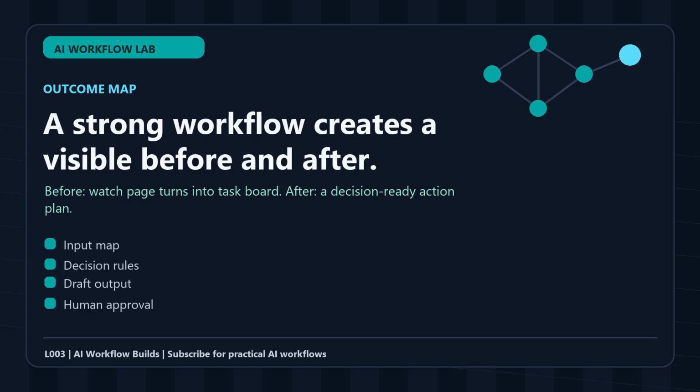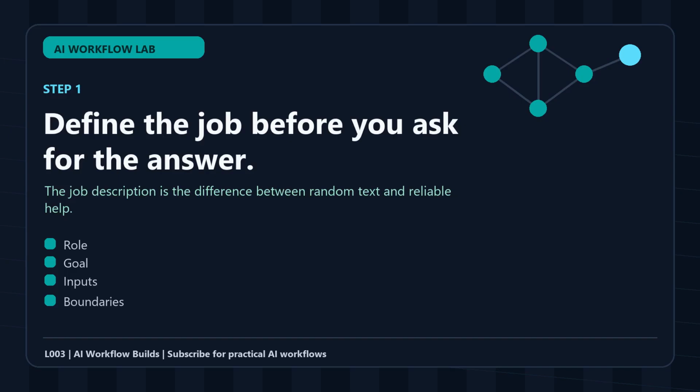Step 1 is the job description. Do not start with, "Help me with this." Start with the role, the goal, the available inputs, and the boundary. For this topic, the role is not general assistant. The role is workflow operator. The goal is, convert a video into notes, tasks, deadlines, and a follow-up checklist. The available inputs might include notes, links, transcripts, tool lists, examples, deadlines, constraints, budget, and your preferred output format.